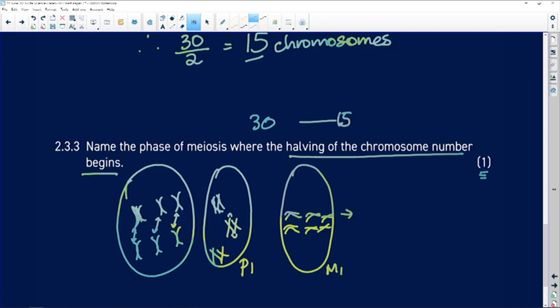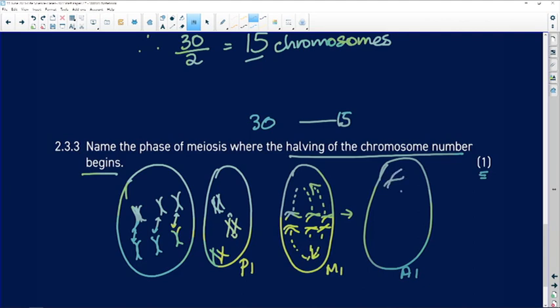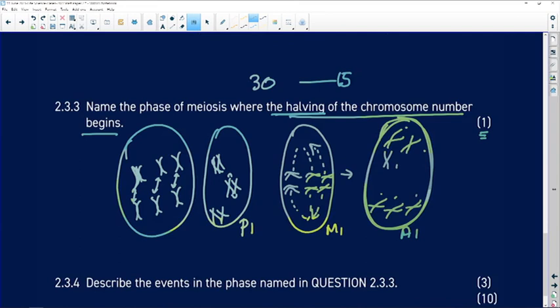Then from metaphase 1, we go into anaphase 1, and that is when our spindle fibers that are attached to the centromeres start pulling the chromosomes in opposite directions. And here we have anaphase 1 showing 3 chromosomes at one pole and 3 chromosomes at the other pole. We still have a single cell with 6 chromosomes in it. So we haven't shown halving happening as yet.